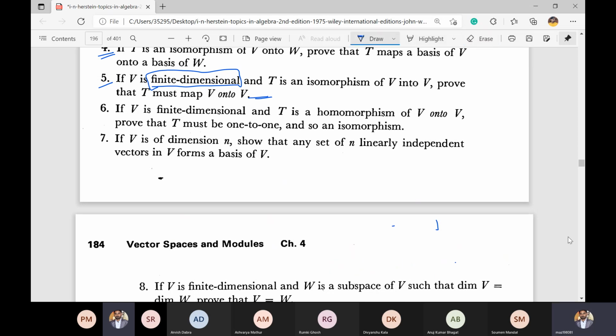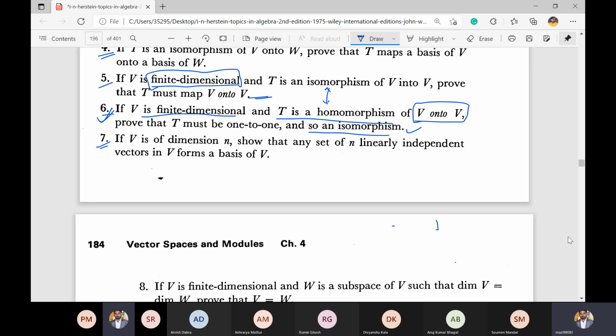Okay, so now what about question number 6? Again, V is a finite dimensional vector space, T is a homomorphism from V onto V. So T must be 1-1, so an isomorphism. Again, you can prove this similarly to the previous one. Just given that T is onto, then T is 1-1. So okay, you will try it in a similar way.